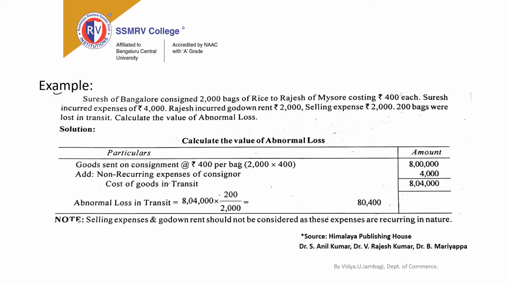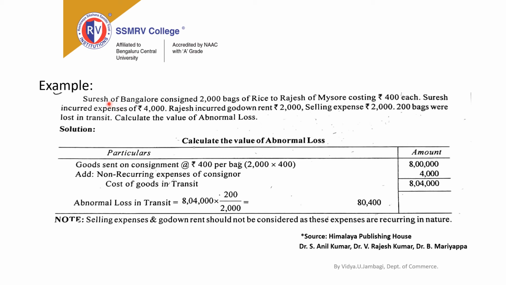Let us understand the calculation of the value of abnormal loss with the help of an example. I have taken up a small problem here. Suresh of Bangalore consigned 2000 bags of rice to Rajesh of Mysore costing rupees 400 each. Suresh incurred expenses of rupees 4000. Rajesh incurred godown rent rupees 2000, selling expenses rupees 2000. 200 bags were lost in transit. Calculate the value of abnormal loss.